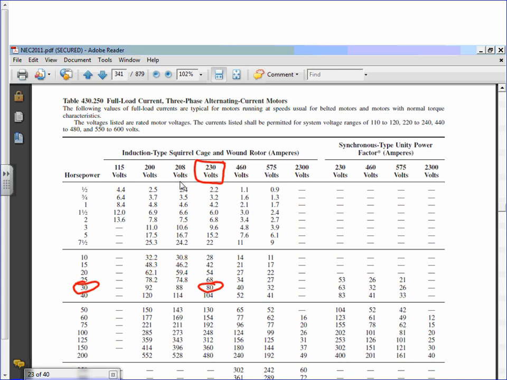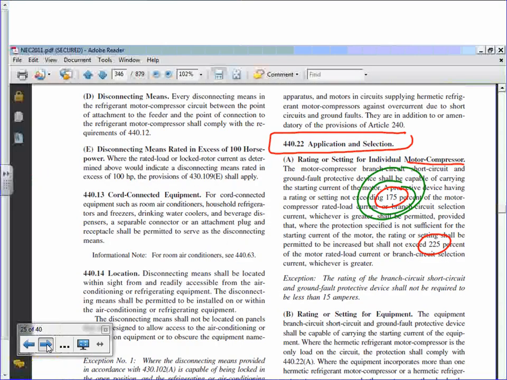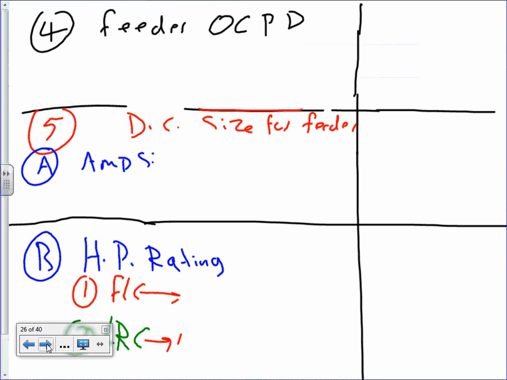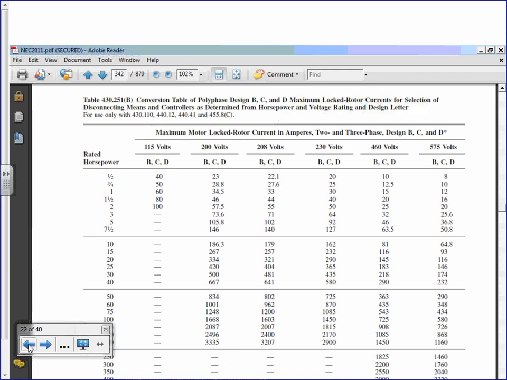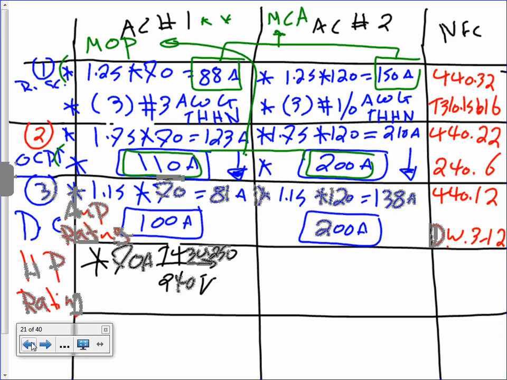So you can go back. Now you're going to go back, and this amp rating, let me go here. Is that before or after? Okay, so the horsepower rating is 30. Based on this, it is 30 horsepower, okay?